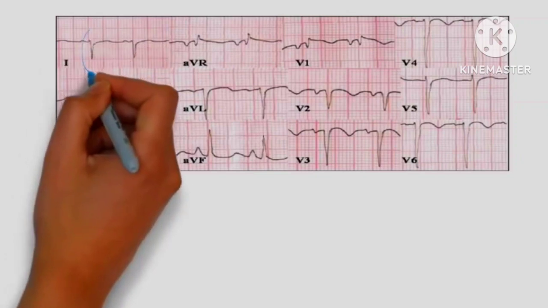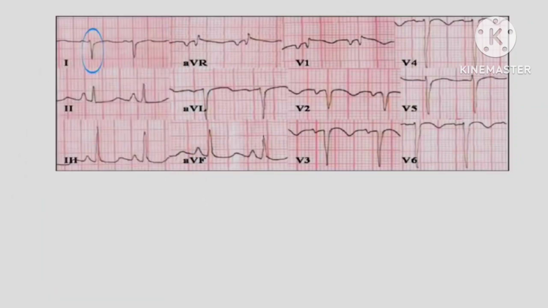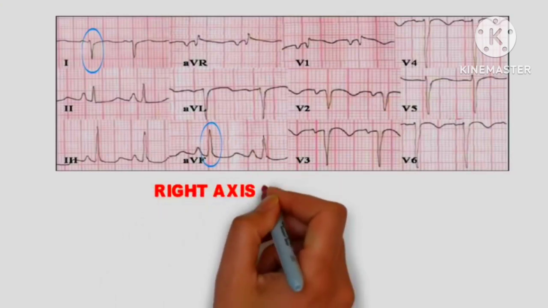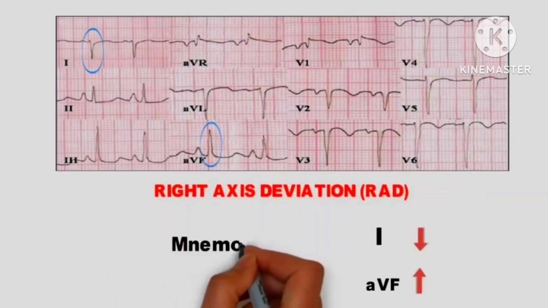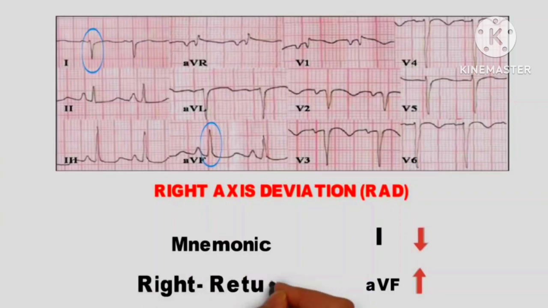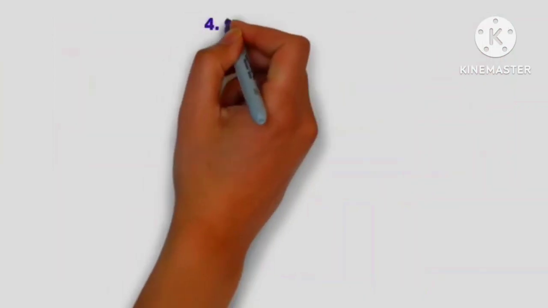Whereas in this ECG, net QRS is negative in lead 1 and positive in AVF. So this is a right axis deviation, and you can remember this by a mnemonic, right returns.